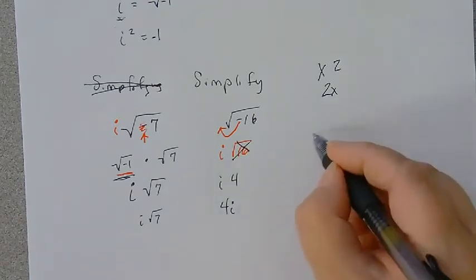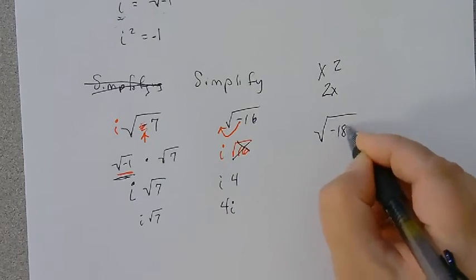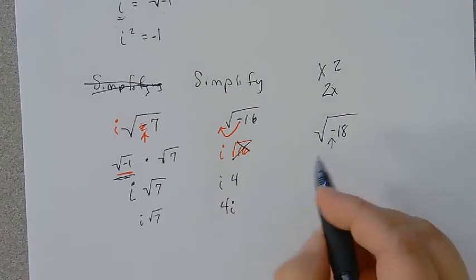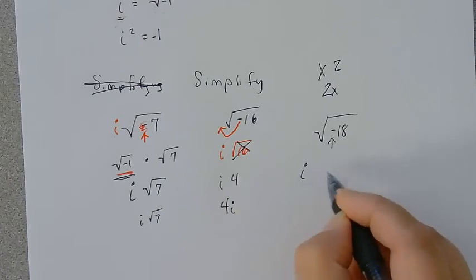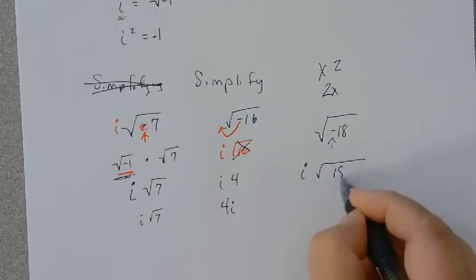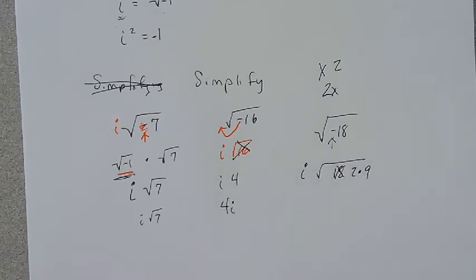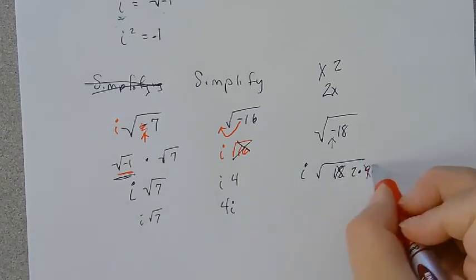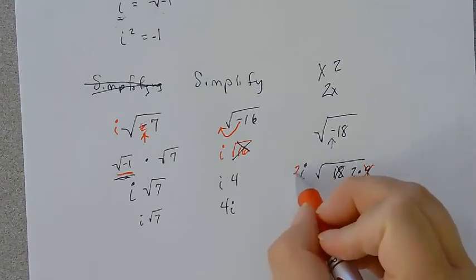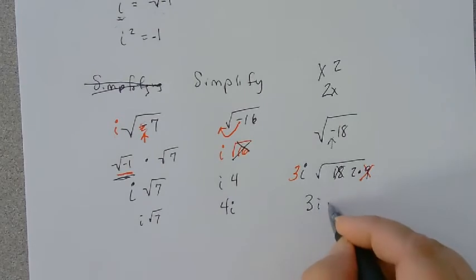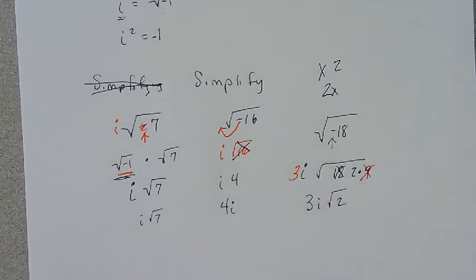All right, let's try this one. Square root of negative 18. Well, the first thing I know is if it's a negative under the radical, it's going to be an i on the outside of the radical. And then 18 goes to 2 times 9. And the square root of 9 is 3, so the 3 is going to go out front with the i. So my answer would be 3i square root of 2. So that's simplifying.